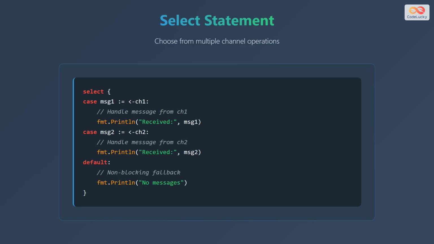You can then handle the message. Similarly, you can have another case for channel2. If neither channel has a message ready, you can use a default case. This is important for non-blocking operations, and if none of the channels are ready, the default case executes immediately. Using the select statement helps in managing multiple concurrent operations without blocking.